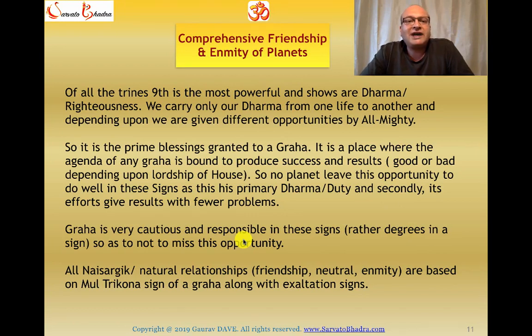So of all the trines, ninth is the most powerful and shows our dharma and righteousness. We carry only our dharma from one life to another, and depending upon that we are given different opportunities by Almighty to live our lives. So it is the prime blessing granted to a graha. It is a place where agenda of any graha is bound to produce success and results, good or bad, depending upon the lordship of the house.